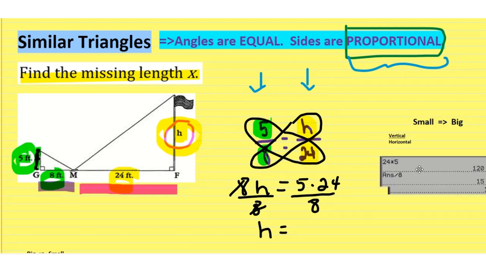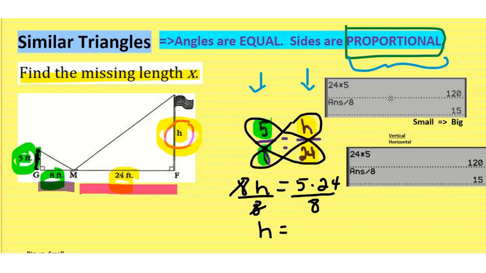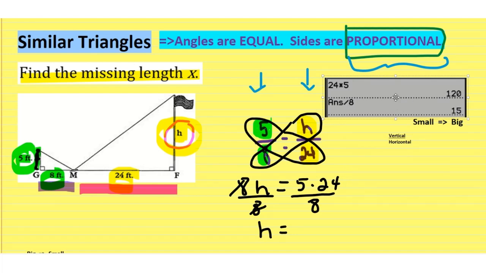According to the calculation I've already done on a graphing calculator, I multiply the 24 times 5, I get 120, divided by the 8 gives me 15. So the height of the flagpole is going to be equal to 15 feet. So 15 feet is the height of the flagpole.